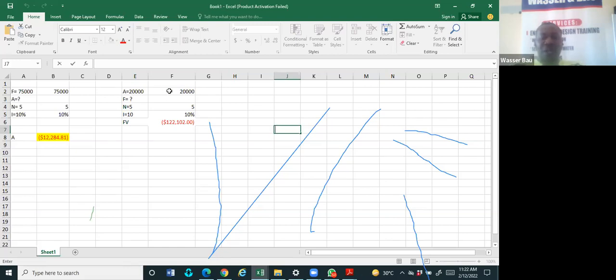Remember, I'm putting this money now in the bank. So it's an outflow, while FV is inflow, is the money I'm receiving. So what I'll simply do to change that negative sign is to come here and put minus to indicate the cash flow. And the money, the value is the same, but the sign will change.